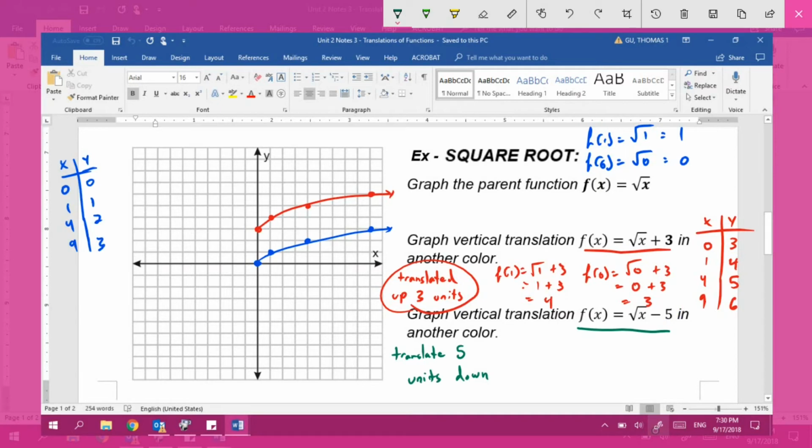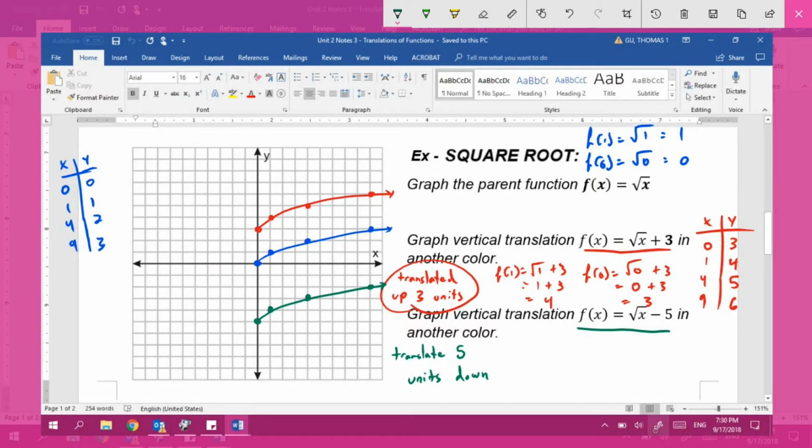So what we can do is look at the parent function, that's the blue, and all the points we have, just count down 5 spaces. So we see this point right here. Let's move down 5. 1, 2, 3, 4, 5 spaces. Our new point's right here. And the next point right here. 1, 2, 3, 4, 5 spaces. My new point is right here. Same thing with the next point. 1, 2, 3, 4, 5 right here. And now we can just connect these points.